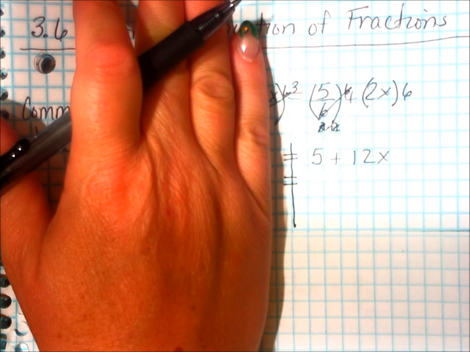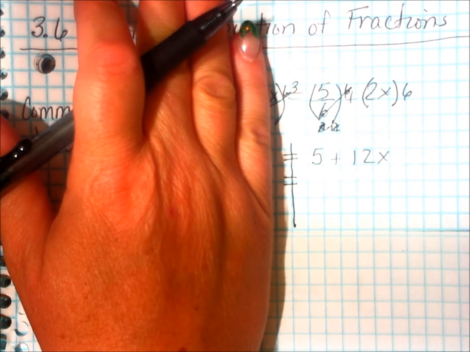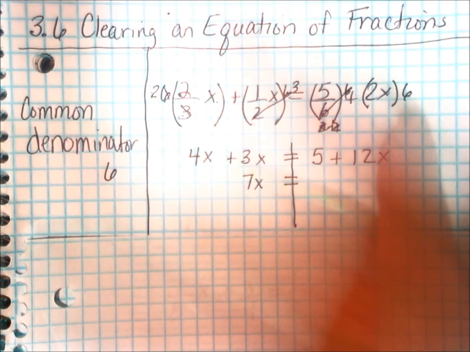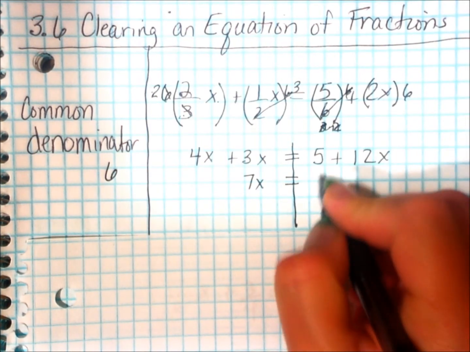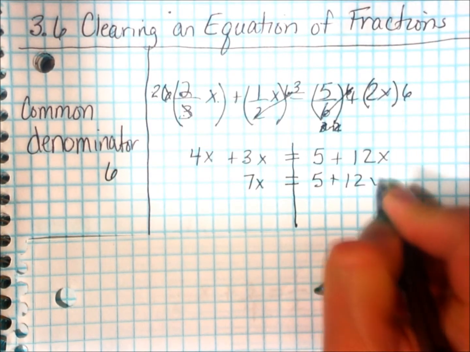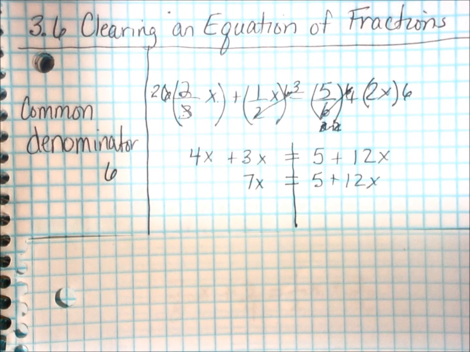Now, remember candy corn and Smarties. And again, if you still haven't learned that from me, you need to come see me and ask me, what does it mean, candy corn and Smarties? You got candy corn and Smarties going on here. You can't add them together. So 5 plus 12x.